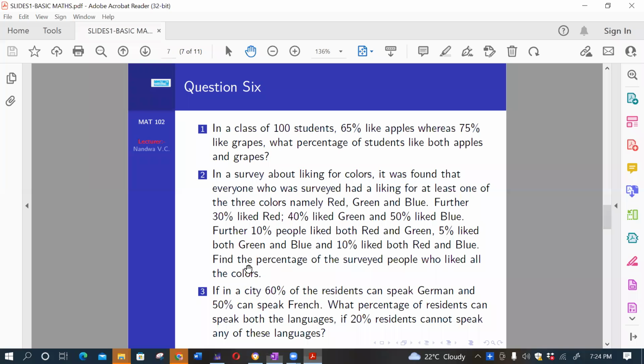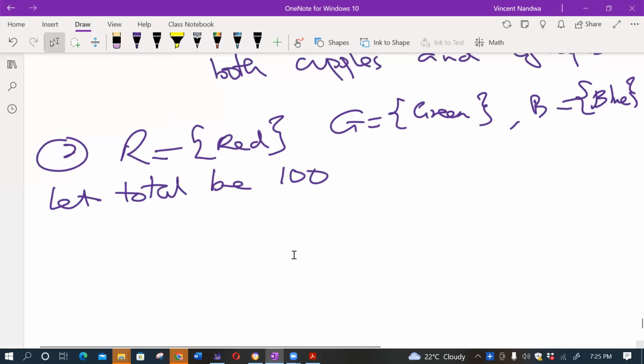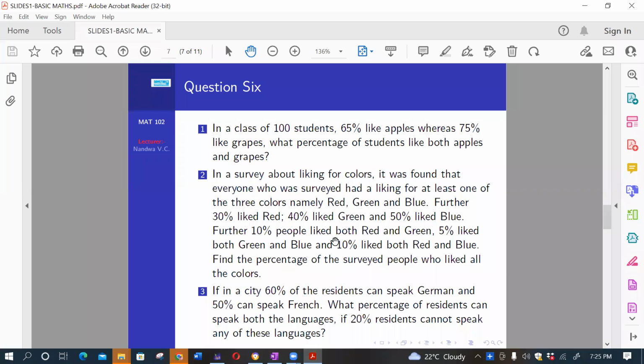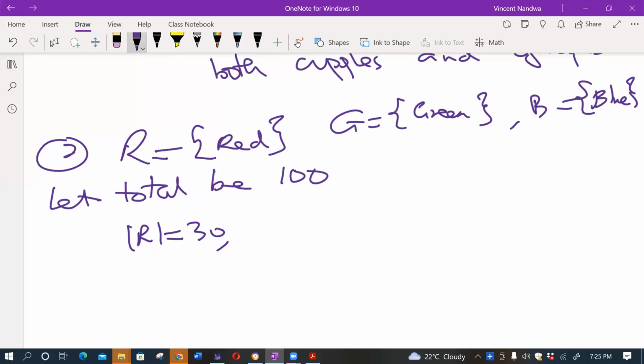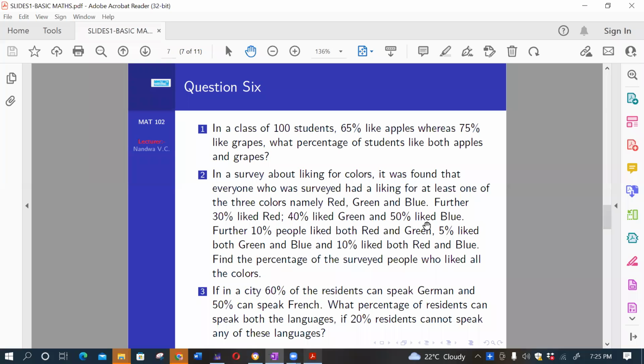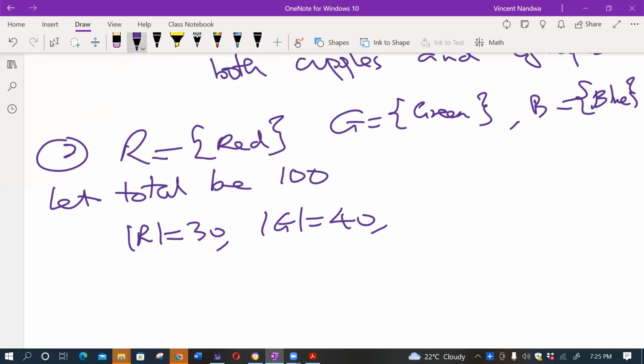So which means cardinality of R is 30 over 100 times 100, which is 30. Then those who like green are 40%. So 40% of 100 is 40. Those who like blue are 50%, so 50.